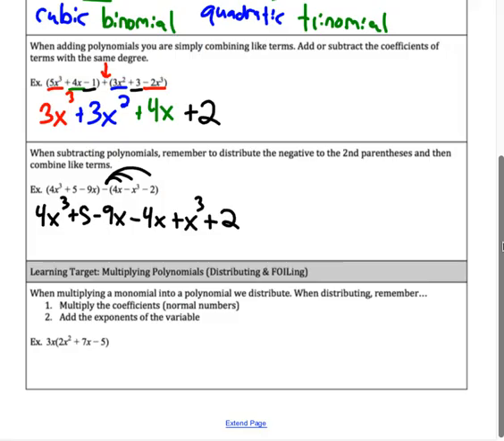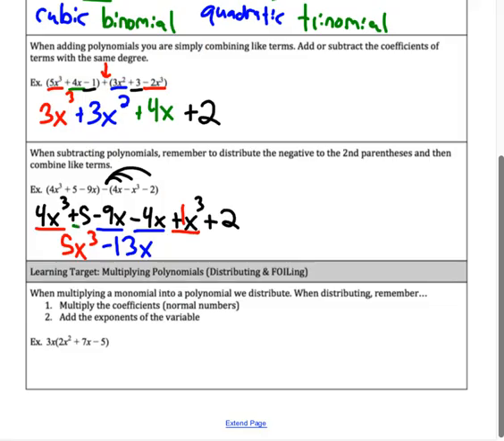So I have a 4x cubed and a 1x cubed, which together will give me a 5x cubed. This time I don't see any x squareds, so I'm just going to jump to my x's. I have negative 9x minus 4 more x to get a negative 13x.